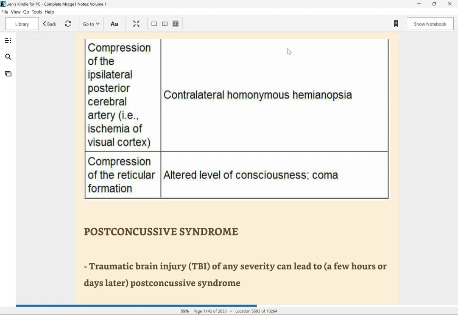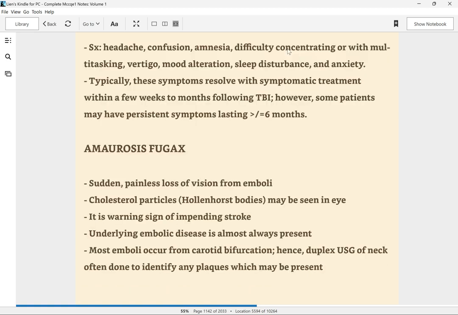Post-concussive syndrome. Traumatic brain injury, TBI, of any severity can lead to post-concussive syndrome a few hours or days later. Symptoms: headache, confusion, amnesia, difficulty concentrating or with multitasking, vertigo, mood alteration, sleep disturbance, and anxiety. Typically, these symptoms resolve with symptomatic treatment within a few weeks to months following TBI. However, some patients may have persistent symptoms lasting more than 6 months.